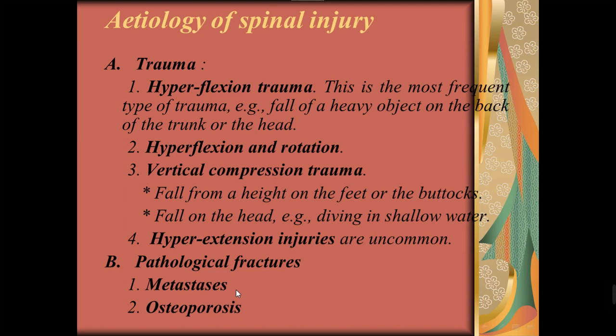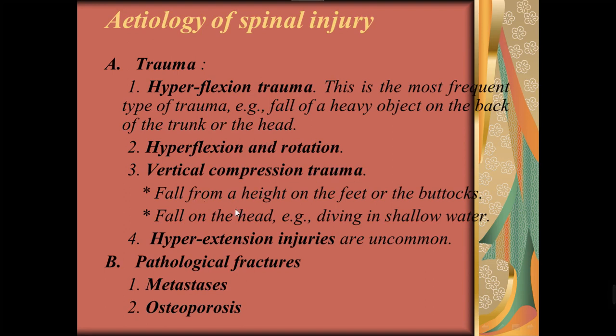Regarding etiology of spinal injuries, either traumatic spinal cord injuries or pathological fractures. Regarding trauma, the most important is hyperflexion trauma. This is the most frequent type of trauma, for example a heavy object on the back of the trunk or the head. This will result in flexion of the head or flexion of the trunk, and then there will be hyperflexion trauma. You can imagine that this will result in compression of the anterior part of the vertebra, not the posterior. Hyperflexion and rotation, here there will be both of them, hyperflexion and rotation as well.